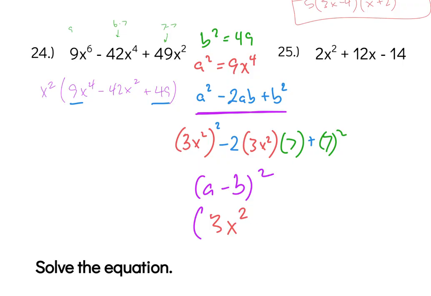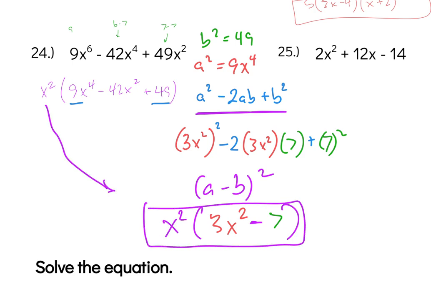Let's see, minus, that's an awesome minus 7. Done. Now, don't forget about our x squared up here. So this is the answer. Now, if you're like, oh, I'm not going to remember this, and I'm not going to see that.